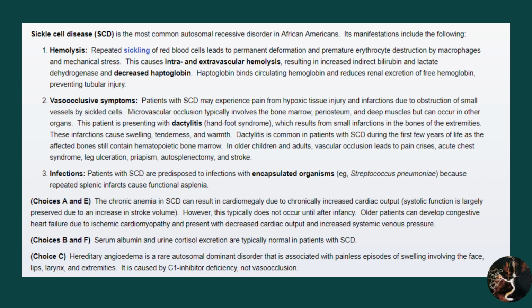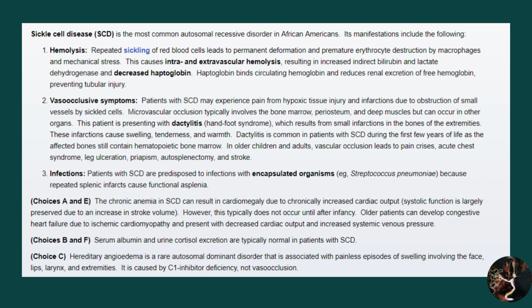In adults, you can have other diseases like pain crisis, acute chest syndrome, leg ulceration, etc. Then they told you about some infections, and the encapsulated organism point is pretty much obvious, so you do not need to annotate it. The only point that you need to take home is the fact that dactylitis occurs commonly in children, and decreased haptoglobin is a marker of intravascular hemolysis.